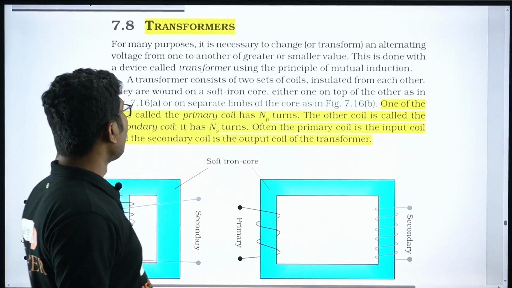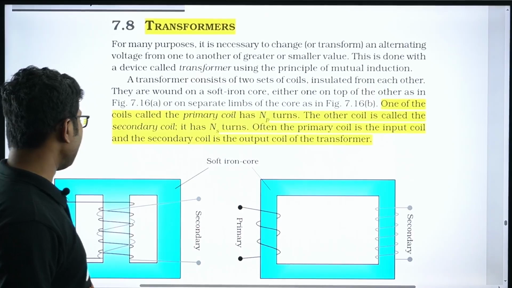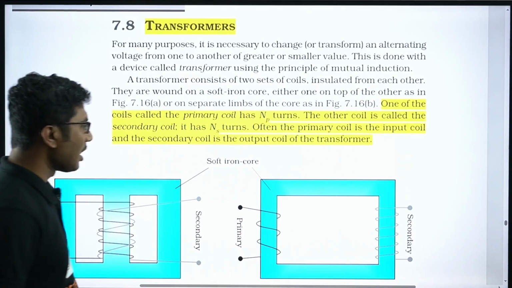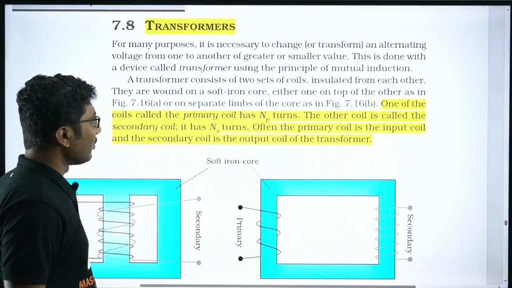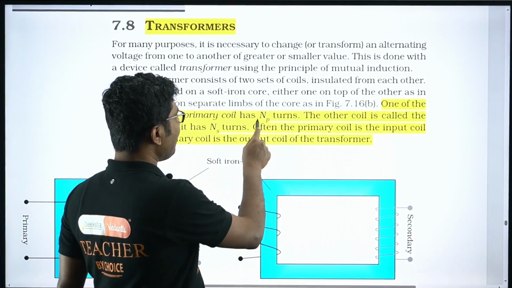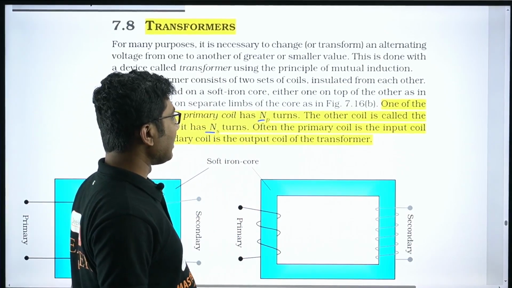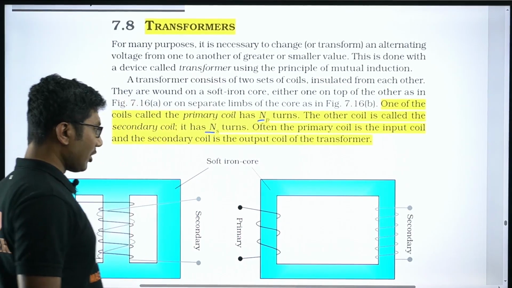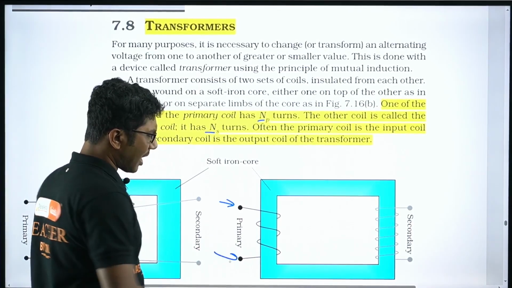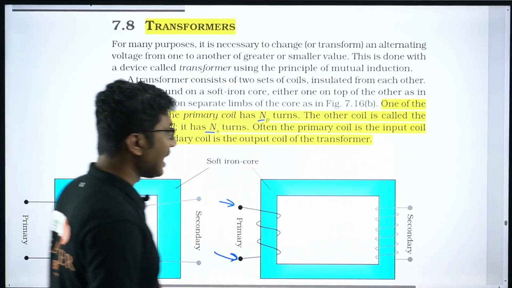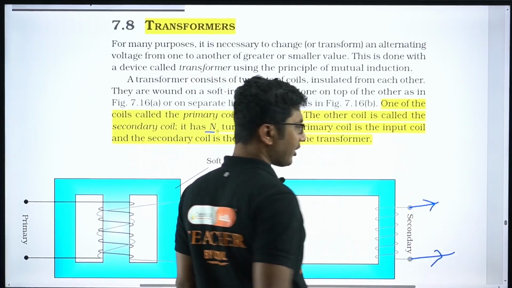Now what is the transformer? There are two coils in a transformer. One coil is called the primary, the other coil is called the secondary. The primary coil has NP number of turns, the secondary coil has NS number of turns. The primary coil is the input coil. Whatever power you are applying should be supplied to the primary, and from the secondary we will collect the power. This is our point of collection.